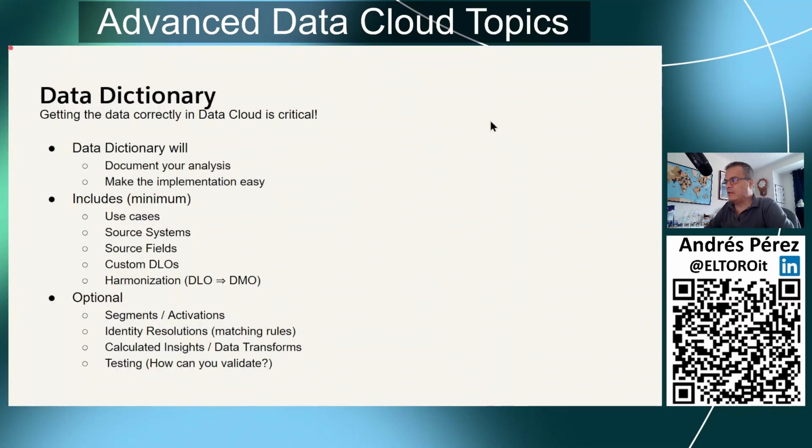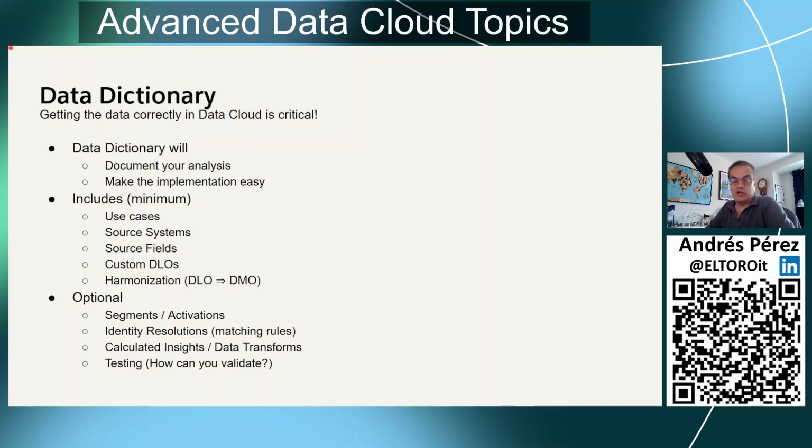So the data dictionary is a tool that will help you get the data correctly in Data Cloud, because that is a very critical step. The data dictionary will document your analysis. And if you do it well and it's a good tool, it will help the implementation become much, much easier. So it will help you in the 20% of the implementation as well. It should include a list of use cases, the source systems, source fields, custom DLOs, and harmonization. Which field is going to be mapped into which particular field.